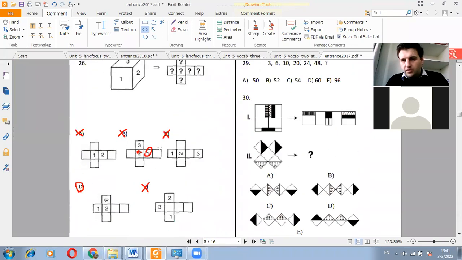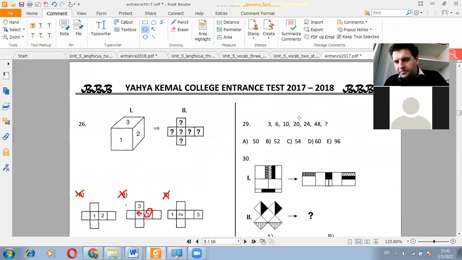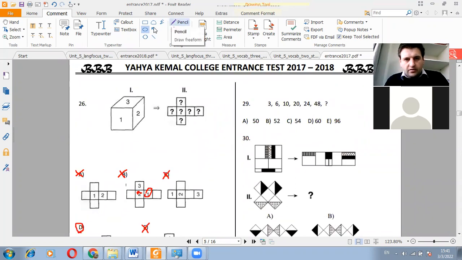We continue with question 29. Okay, we have a number sequence here, 3, 6, 10. You see the sequence increases, but we need to find how. Whether it's only addition, or we have both multiplication and addition. So here we see it increases by 3. We may say plus 3 or times 2. We'll see which one of them. Then we have 4.